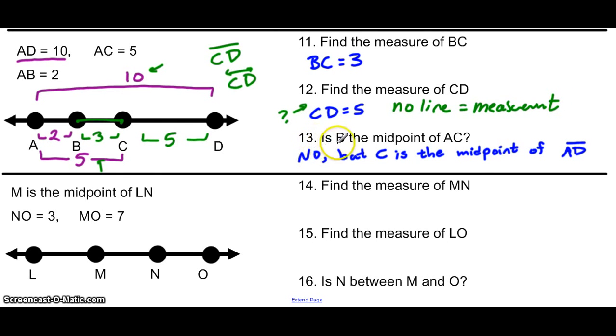Lastly, 13. Is B the midpoint of AC? Let's check this out. So here's B, and here's AC, A all the way to C. A midpoint means that it is exactly in the middle of those two, so the two halves are congruent. Well, AB is 2 and BC is 3, so no, B is not exactly in the middle. It is not the midpoint. However, what's interesting is that we do have a midpoint in this figure. C is the midpoint of A and D. Notice how A to C is 5 and C to D is 5, so C actually is the midpoint of AD. So not the midpoint that they asked us about, but there's still one in the picture.